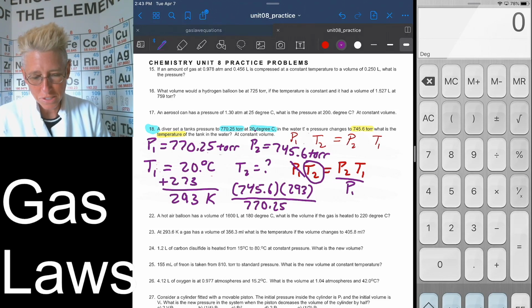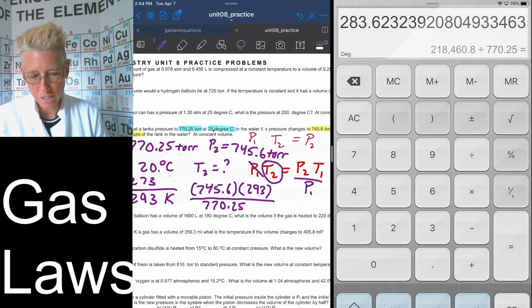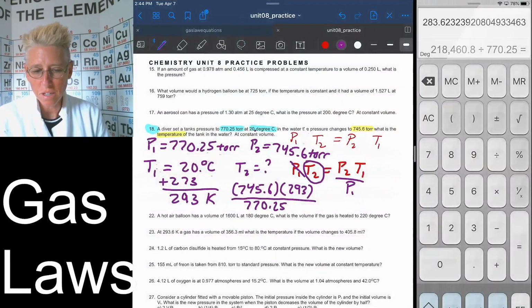So plugging this into the calculator, 745.6, and then I'm going to multiply that times 293, and then I'm going to divide that by 770.25. And I get an answer in my calculator of 283.6, or 284. So I get an answer of 284.